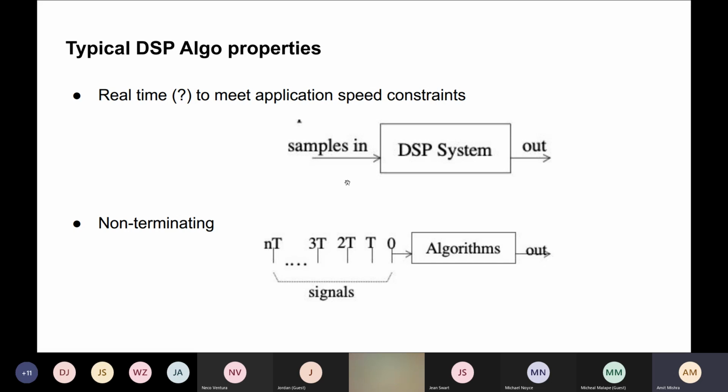The second property of DSP algorithms is that most of the algorithms are assumed to be non-terminating. In other words, they get continuous samples and they have to work on them continuously.